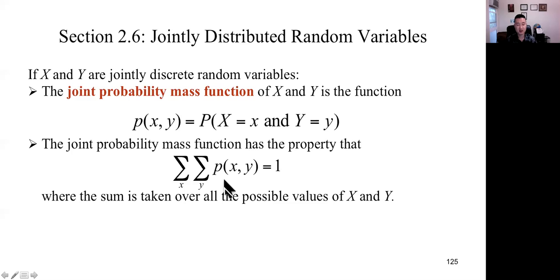And joint probability mass function has the property that when we add all the probability together, Pxy for all the possible X and Y, it will always equal 100%. This is always true for mass function and density function. Remember that.